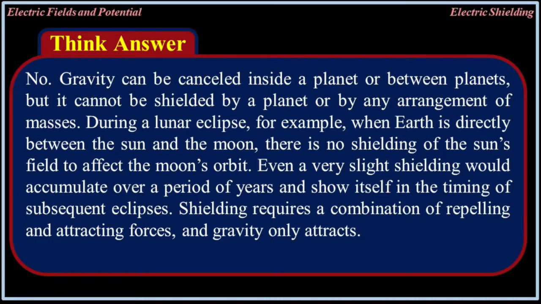No. Gravity can be canceled inside a planet or between planets, but it cannot be shielded by a planet or by any arrangement of masses. During a lunar eclipse, for example, when Earth is directly between the sun and the moon, there is no shielding of the sun's field to affect the moon's orbit. Even a very slight shielding would accumulate over a period of years and show itself in the timing of subsequent eclipses. Shielding requires a combination of repelling and attracting forces, and gravity only attracts.